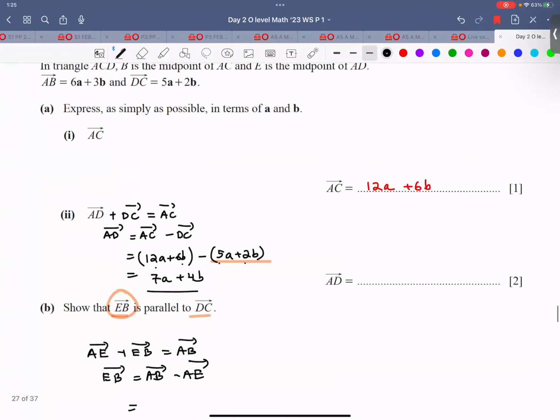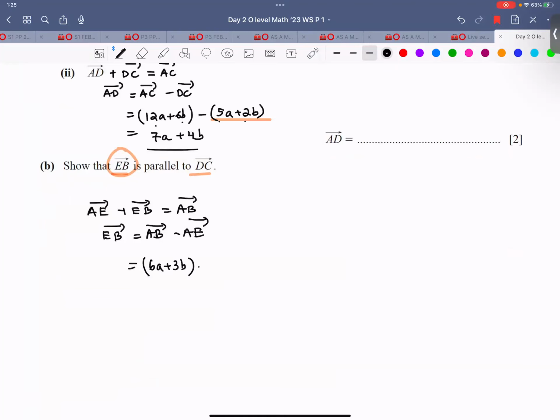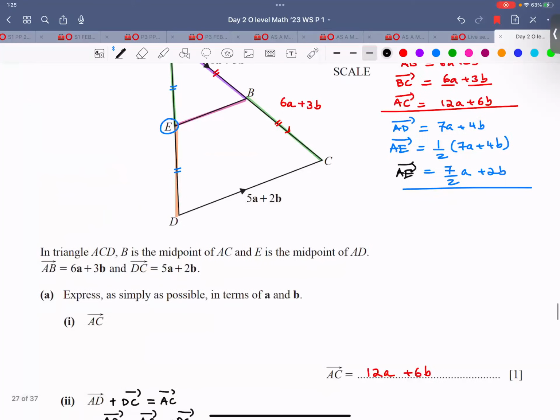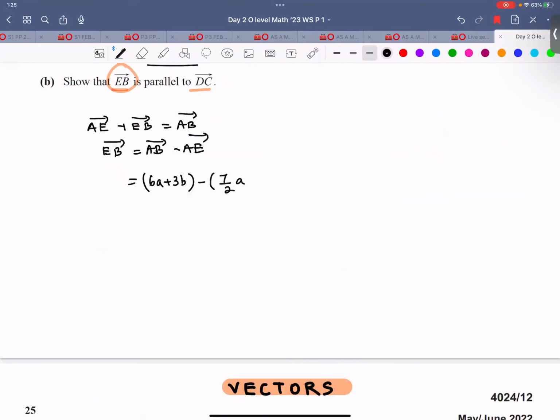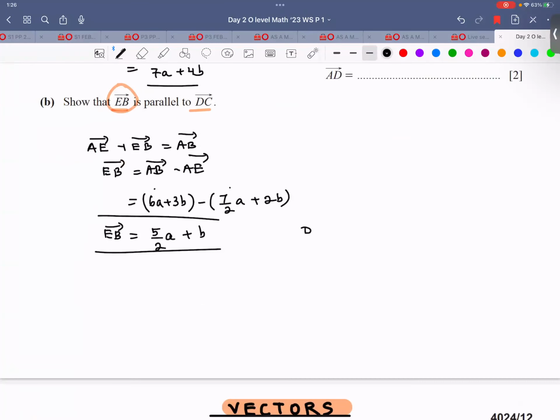What is AB? Definitely, that's 6a plus 3b. And what is AE? We just found it over here. That is 7 over 2 a plus 2b. Let's do the subtraction. This 6, and this 7 over 2 is 3.5. So that's 5 over 2 a. And 3 minus 2, that is b. This is EB, what I have obtained. So far, so good. Do we have DC? There it is. DC is 5a plus 2b.